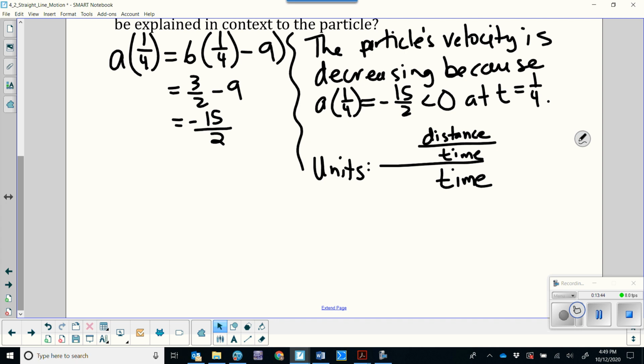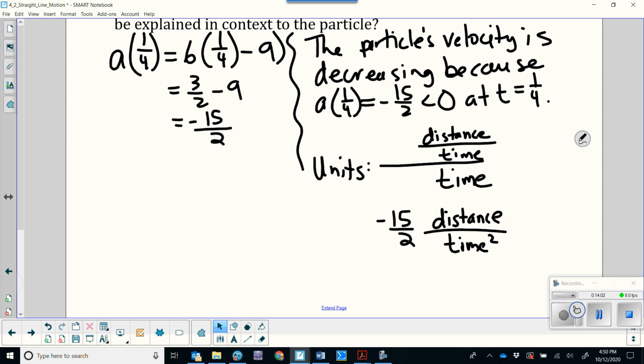So that means my units, in this case, would be negative 15/2, whatever the distance units are, over whatever the time units are, squared. So that's how we get our units there, okay? Because acceleration is the change in velocity over time.